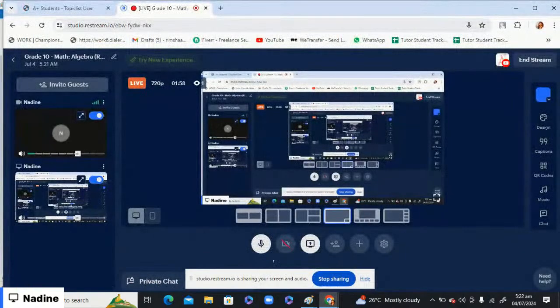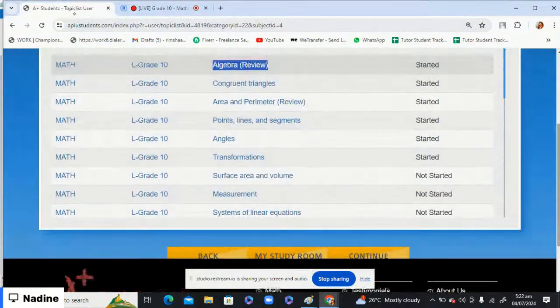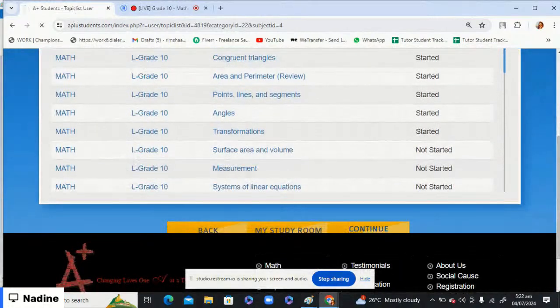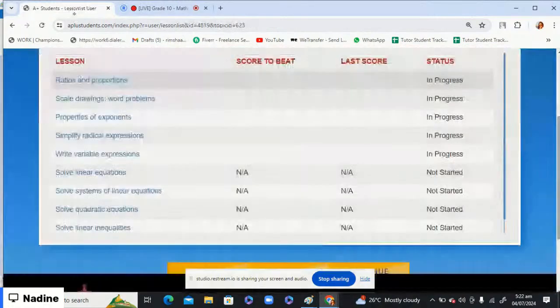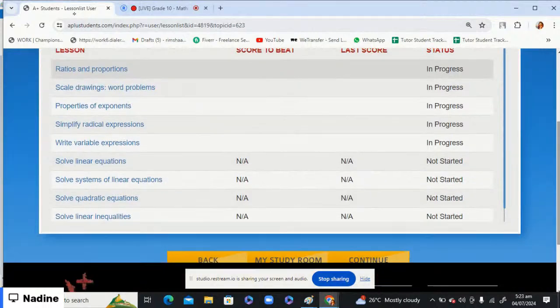And now let's just get started. Here is basically grade 10 maths first chapter, which is algebra review. And here is the list of the lessons: ratio and proportions, scale drawing, word problems, properties of exponents, simplify the radical expressions, and write the variable expression. So let's just start with the first one, ratio and proportions.